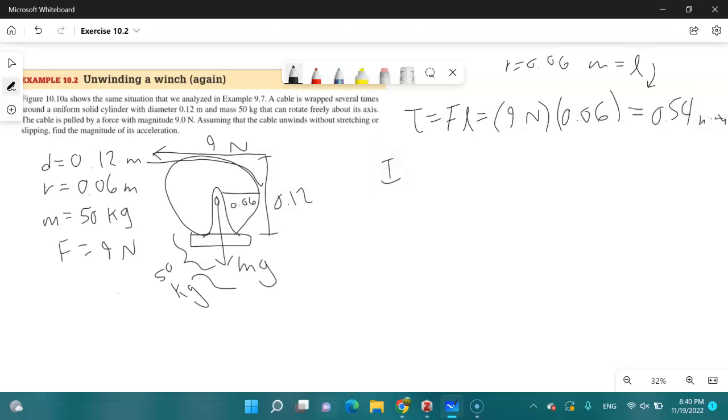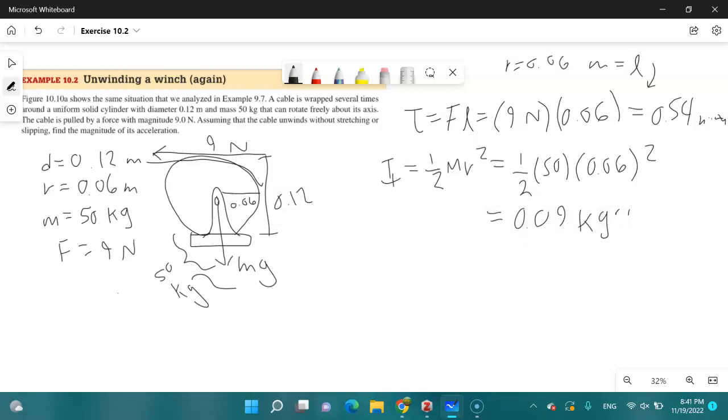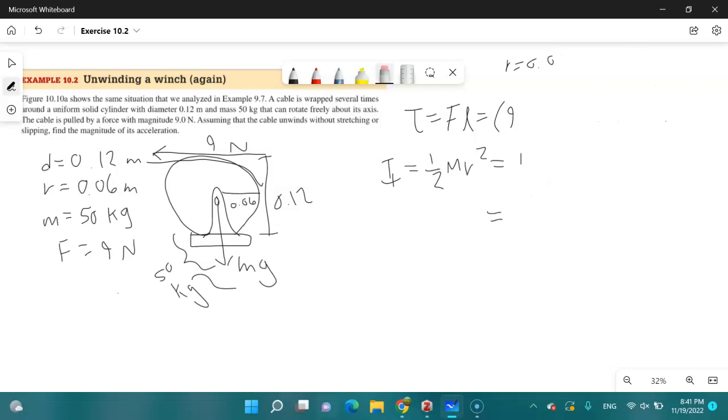Now we're going to try to find the inertia. The equation for the inertia is half of the mass times the radius squared. So we do know the mass in this case, so it would be half of the 50 kilograms times the radius that we also know, 0.06 squared. And that would leave us at 0.09 kilograms times meters squared. So this is the inertia. And then we actually can utilize the inertia to find the magnitude of the acceleration, which is the overall solution we're trying to get to.